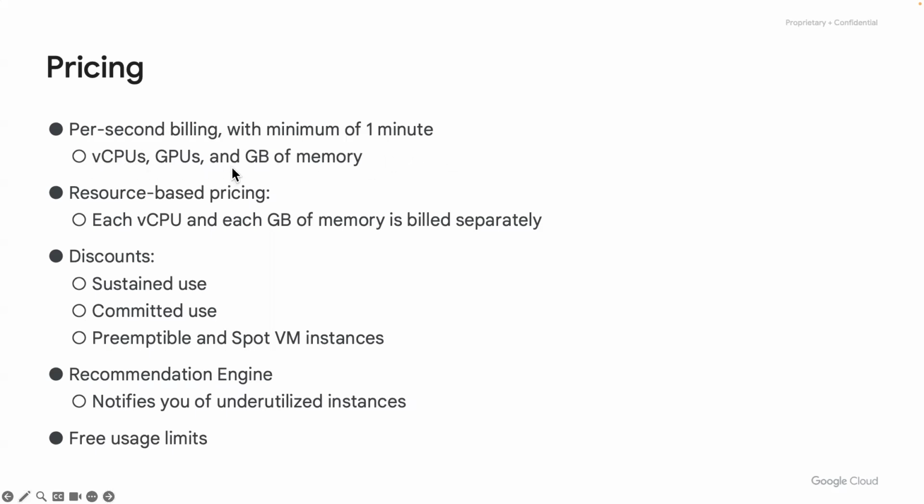Mostly you will be paying for CPU, memory, and storage. Per second billing is for these resources: CPU, GPU, and memory. Each CPU and memory is a totally different part, and it will be billed separately. Discounts. This is very important.